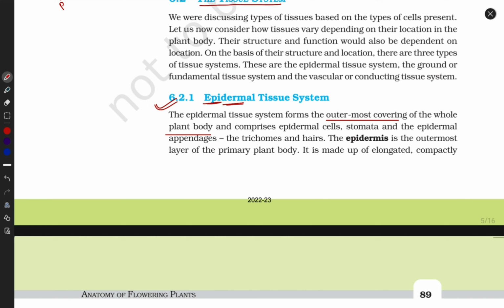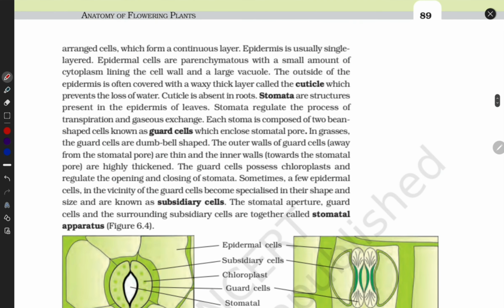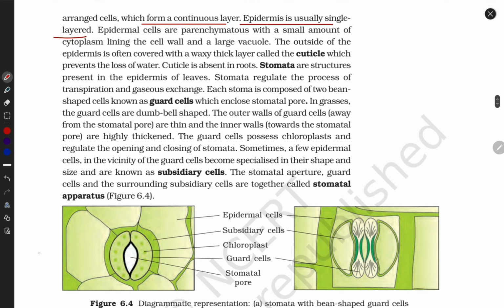roots. Now, the epidermis is the outermost layer of the primary plant body. It may be the outer covering of leaves, the outer covering of stem, or the outer covering of roots. It is made up of elongated, compactly arranged cells which form a continuous layer. Epidermis is usually a single layer. Right now, we want to discuss the leaf's outer epidermis.